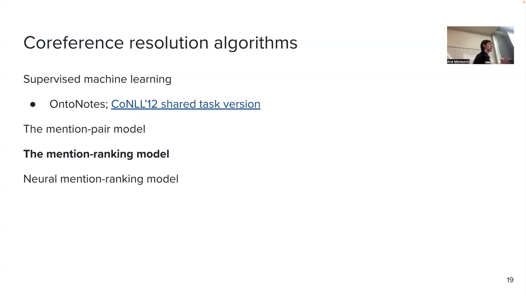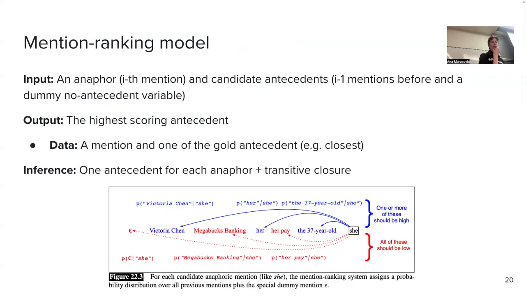Okay, so this was the mention pair model. Moving on to the mention ranking model, and then we will see the neural mention ranking model. The idea behind the mention ranking model is that we approach coreference by taking some anaphor, the ith mention, and giving it to the model along with all possible candidate antecedents. I will ask the model to give me the highest scoring antecedent from all possibilities. In that sense it's ranking, because the model needs to rank these antecedents to decide which one is the highest ranked one.